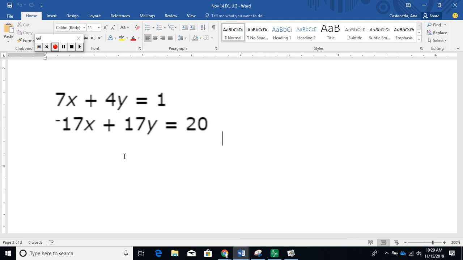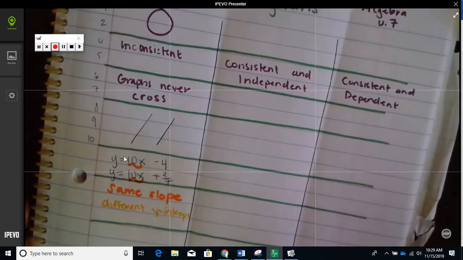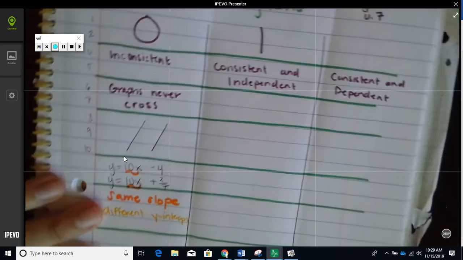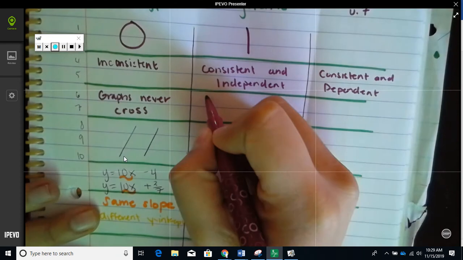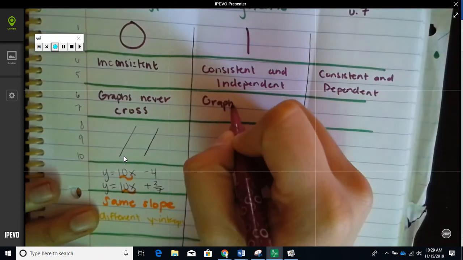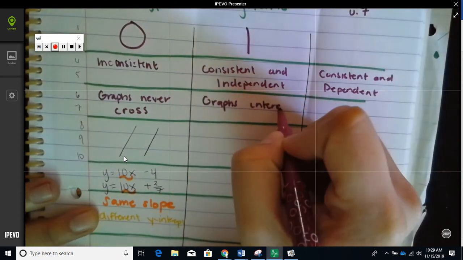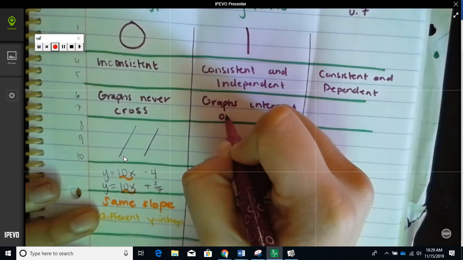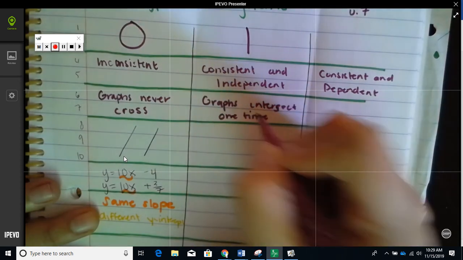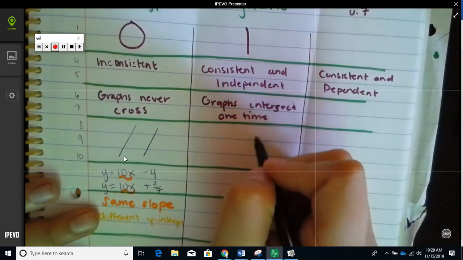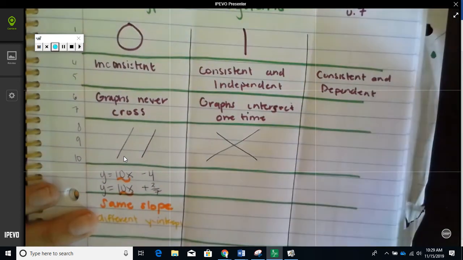Okay, and you can see how many times the lines cross, that the lines intersect. How many times do the lines intersect? 1 time. You have one solution. The graphs cross, intersect 1 time. 1 time, so you got one solution.